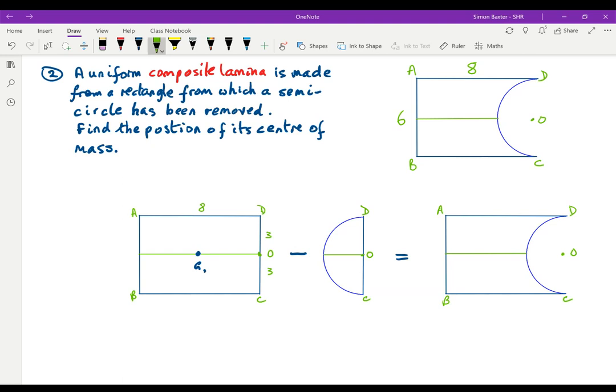This time I'm going to measure all the distances from O. So if the length of AD is 8, then OG1 is just going to be 4. With the semicircle, the center of mass is going to be at G2, and we've just worked out, although it's magically disappeared, that the length of OG2 is 4 divided by pi.